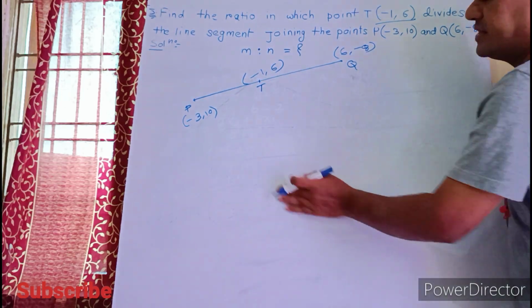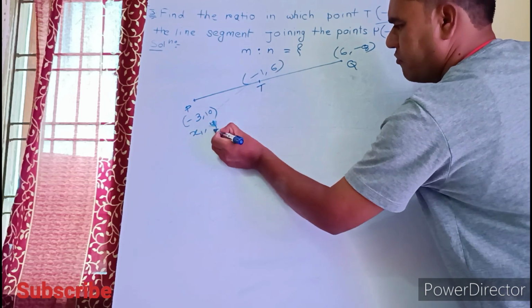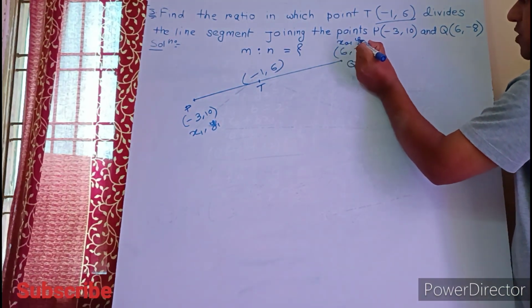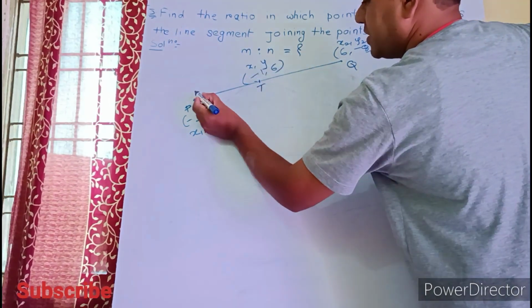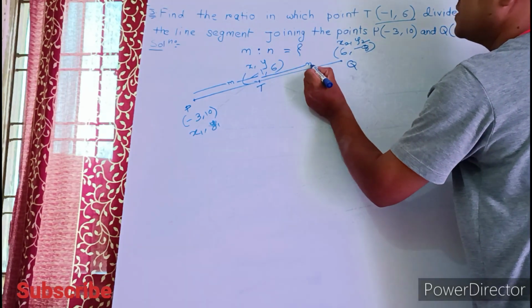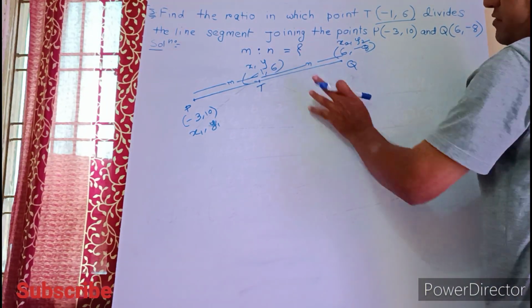Let us consider this x1, y1, the point Q coordinate as x2, y2, and this as x, y. The ratio PT equals m, and the ratio TQ equals n. Then we have to find the ratio m as to n.